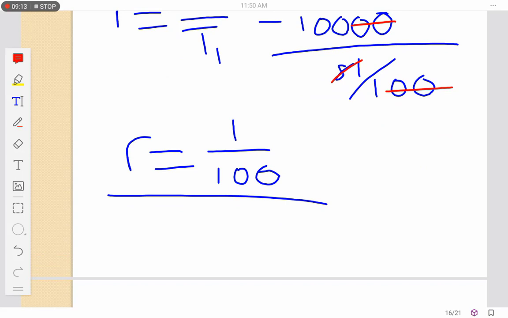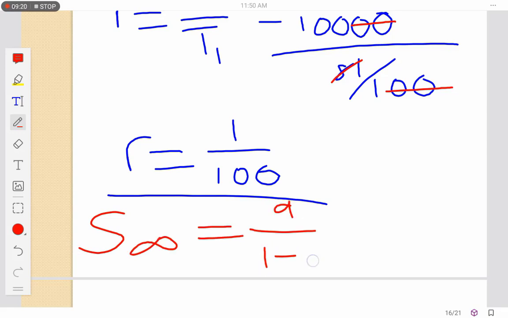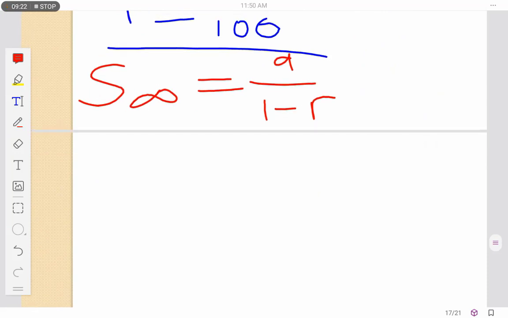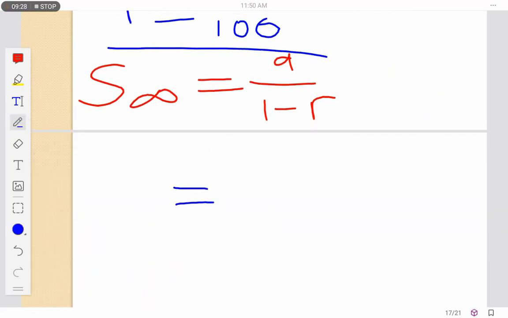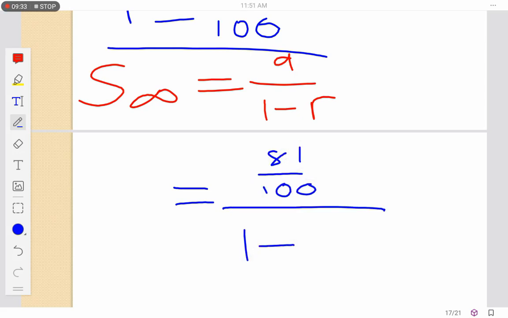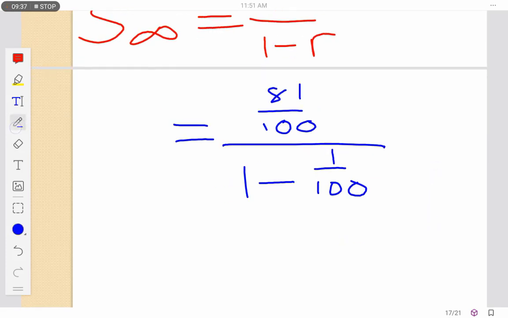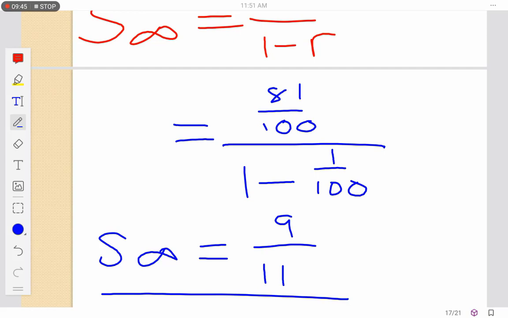Okay, fine. Now I can go to my formula. Sum to infinity is equal to A over 1 minus R. Let's substitute. Our A is 81 over 100, over 1 minus our R, which is 1 over 100. If you divide this, you should get your sum to infinity as 9 over 11. So this is the sum of those recurring terms.